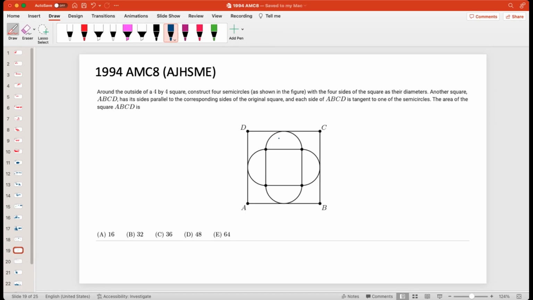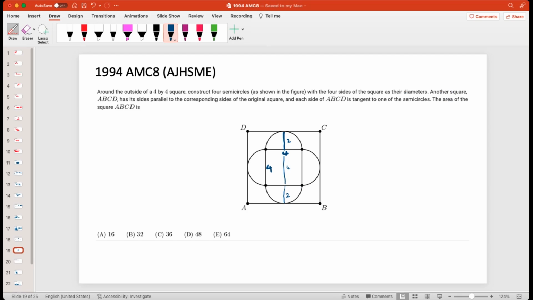Around the outside of a 4 by 4 square. So this is the 4 by 4 square. So this is 4, 4, 4, 4. Got it? Construct 4 semicircles with the 4 sides of the square as diameters of the semicircles. So the radius of the semicircle, this part, is going to be 2. This is going to be 4 and this is going to be 2 again.